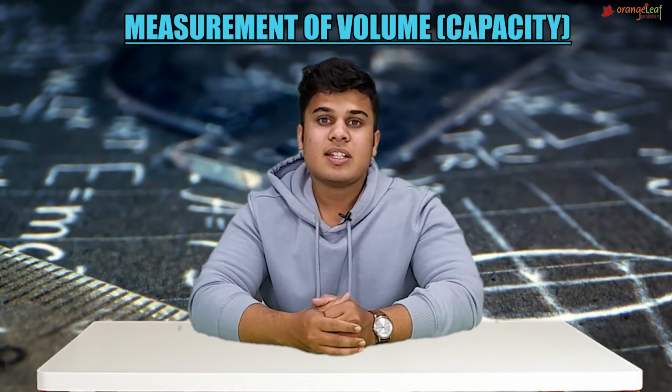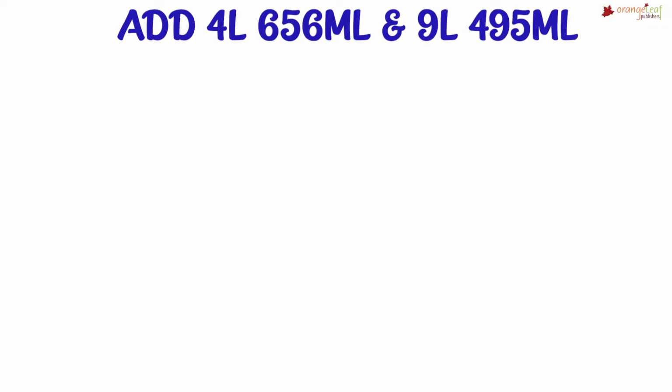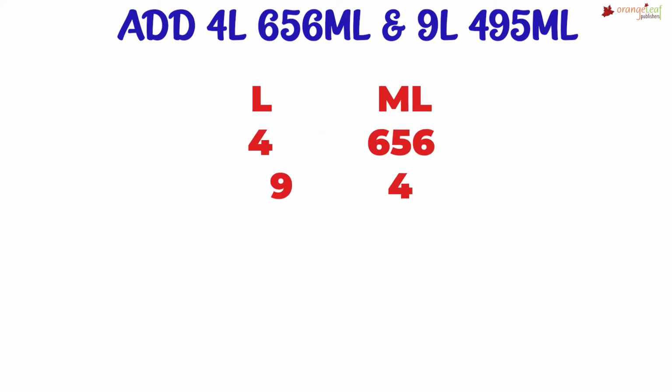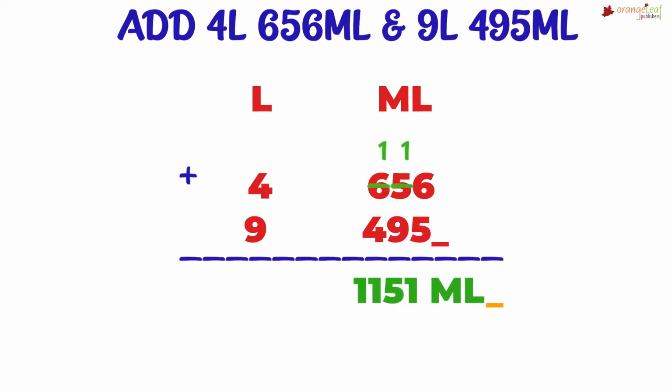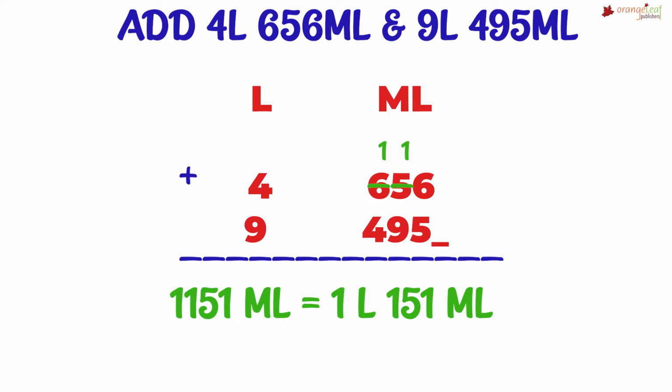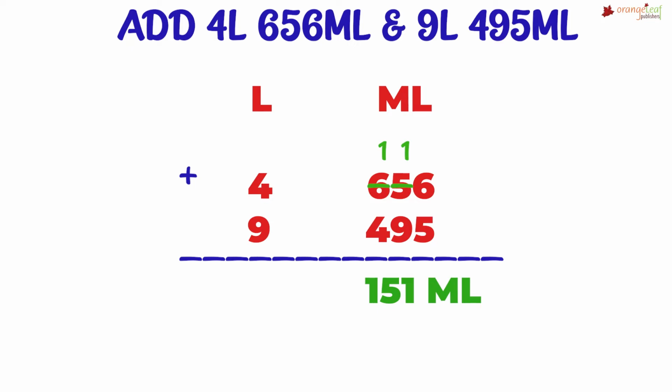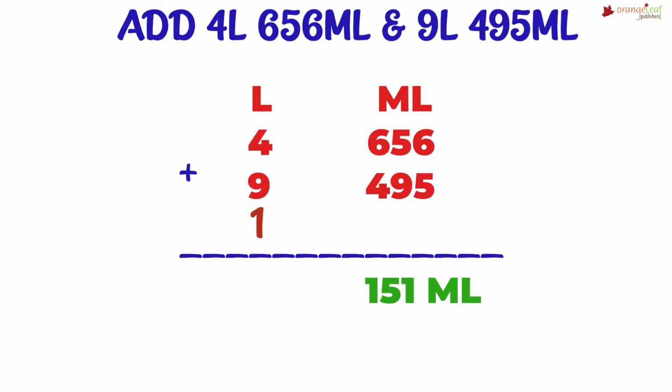To understand it better, take a look at this example. We now have to add 4 liters and 656 milliliters with 9 liters and 495 milliliters. The first step is to write the numbers one below the other in the columns of liter and milliliter. We then add the milliliters first, which is 656 plus 495, which gives us 1151 milliliters, which equals 1 liter 151 milliliters. We keep 151 in the milliliter column and carry 1 to the liters column.